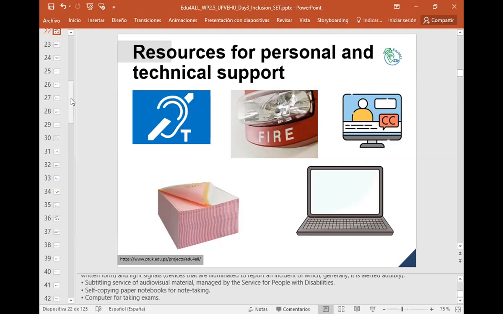Warning systems, information panels, devices on which the information that is being transmitted acoustically at that time appears in written form, and light signals, devices that are illuminated to report an incident of which, generally, it is alerted audibly. Subtitling service of audiovisual material, managed by the Service for People with Disabilities. Self-copying paper notebooks for note-taking. Computer for taking exams.